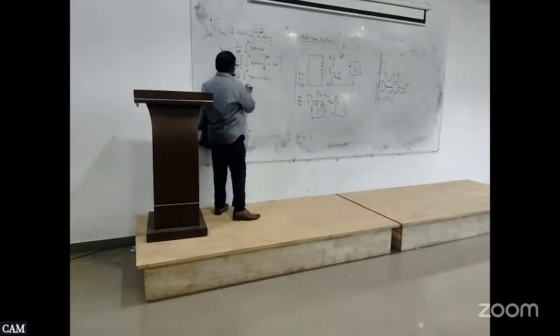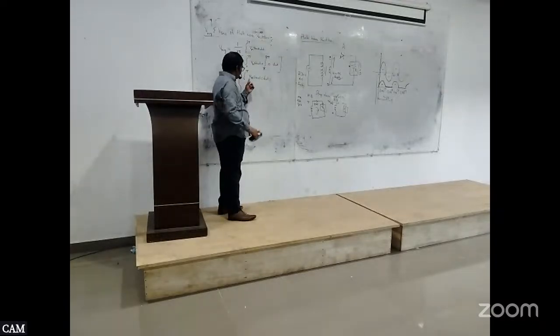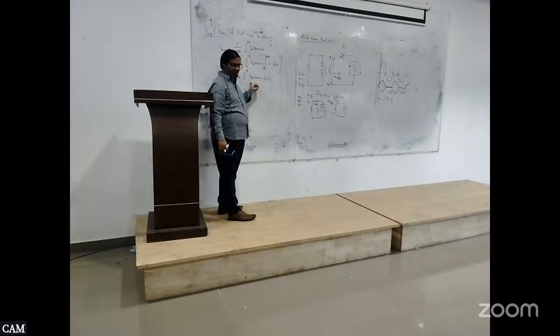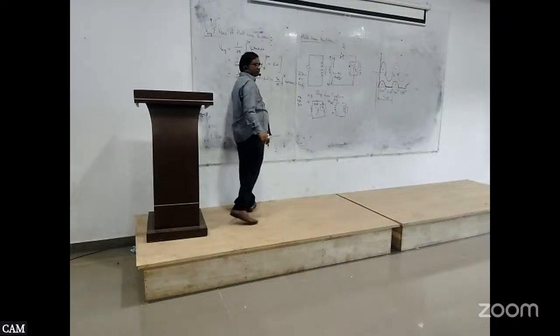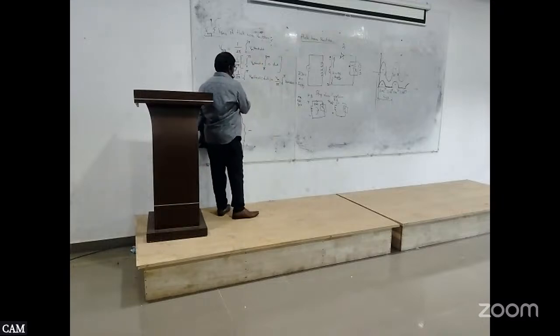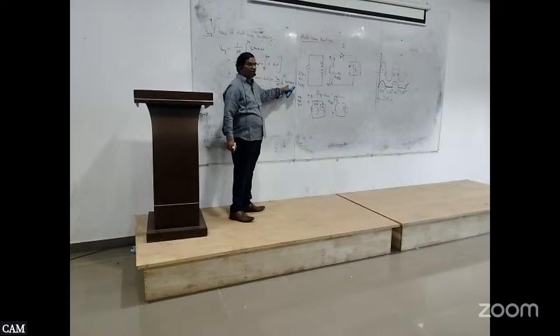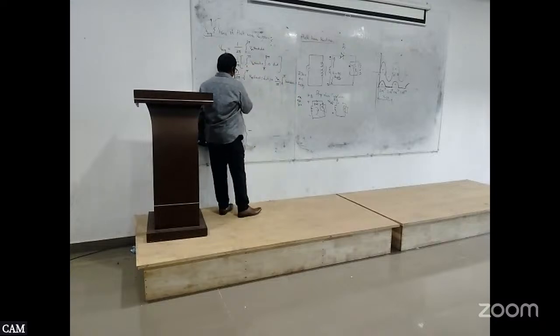Vm is a constant in Vm sin omega t, so we bring this constant outside of the integral. It becomes Vm by 2 pi integral 0 to pi sin omega t d omega t. The integration of sin becomes minus cos, so Vm by 2 pi, minus cos omega t, from 0 to pi.